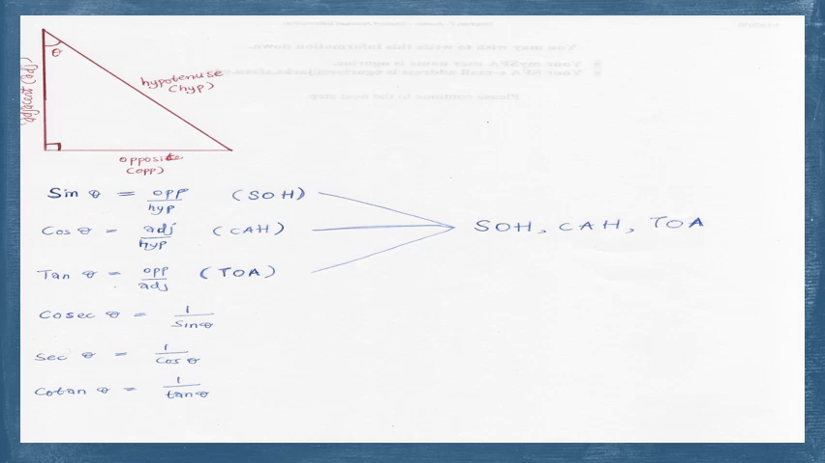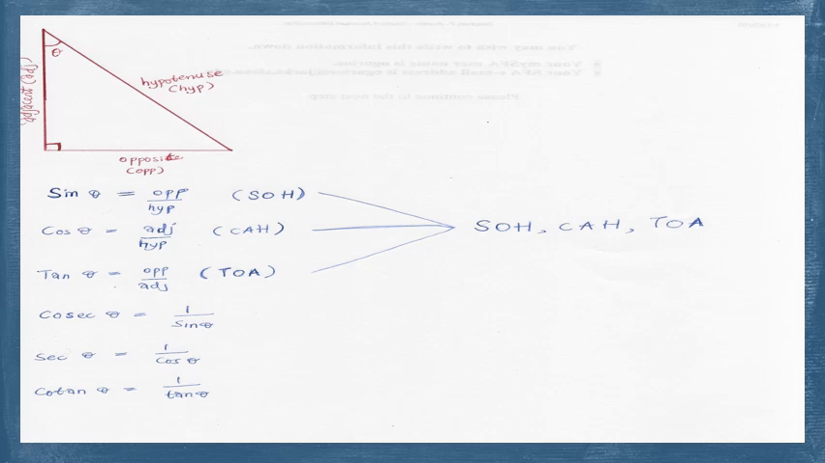Now we'll move on to the tangent function, which is usually represented as tan. So tan theta, using theta, our angle here, equals opposite over adjacent. This side is opposite and this side is adjacent. So tan theta equals opposite divided by adjacent. And we have an acronym TOA, T-O-A. The T represents tangent, the O represents the opposite, and the A represents the adjacent. So tan theta equals opposite over adjacent.